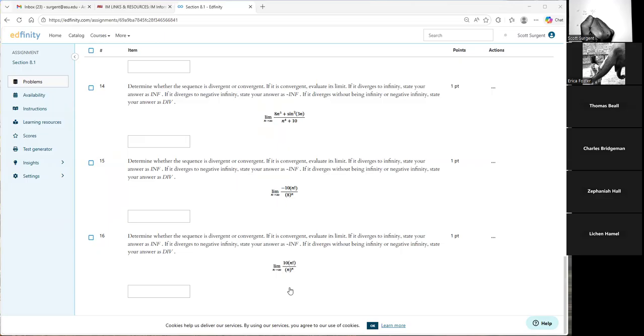Then, since I've got it up here, I'll write number 16 down. That's the limit as n goes to infinity of 10 to the 10, n factorial, over n to the n. So these are just sequences. These are just lists of numbers.